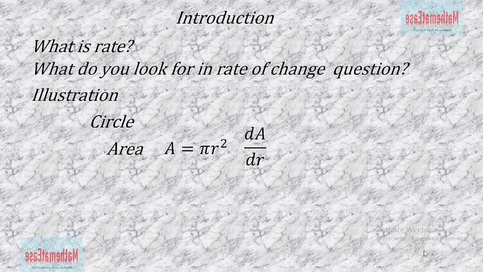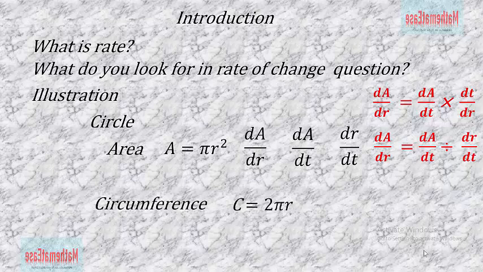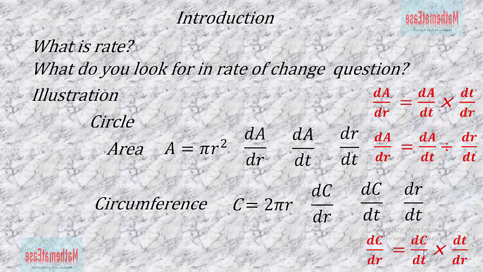We have A in respect to time, R in respect to time, so that we can also have dA/dt and also dr/dt. Now, combining these three, dA/dr will be equal to dA/dt divided by dr/dt, which will eventually give us dA/dr is equal to dA/dt multiplied by dt/dr. Assuming they are talking about the circumference of the circle, C is equal to 2 pi r. So indeed, we talk about dC/dr. Then we talk about dC/dt and dr/dt. Combining these three together, we have dC/dr is equal to dC/dt multiplied by dt/dr.